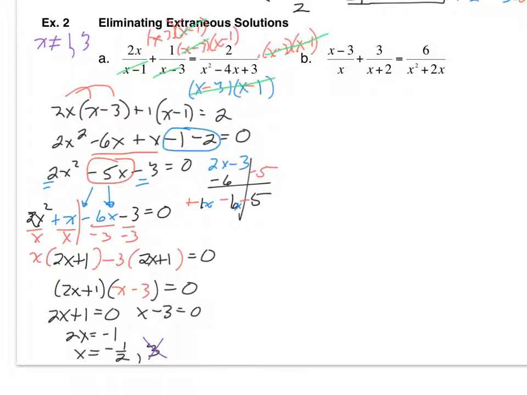That's called extraneous. So this is an extraneous solution. When we multiply by that least common denominator, it affects things. And the equation doesn't understand that our denominator can't be 0. We have to be smarter than the equation. So we throw that out, and then our only solution is x is equal to -1/2. So what does that tell you about your solutions?